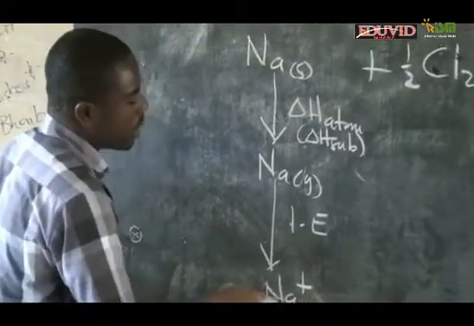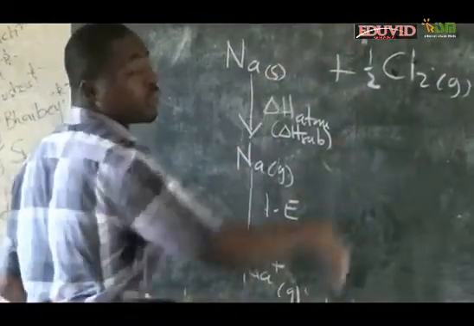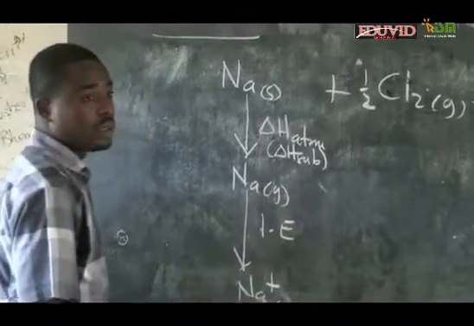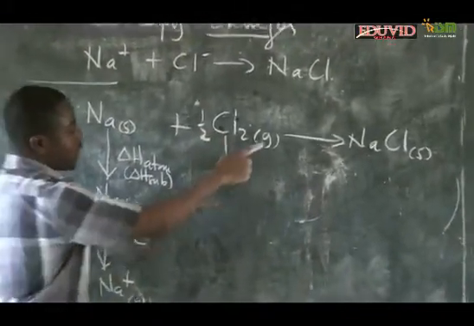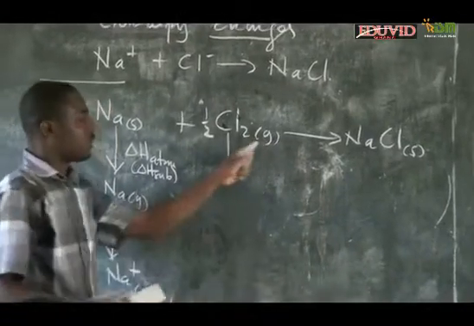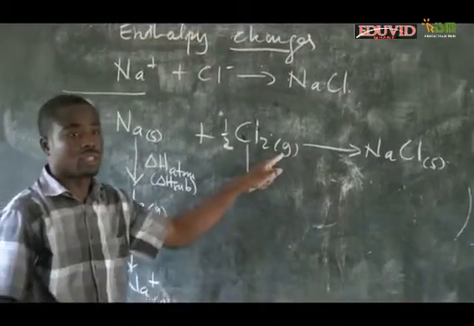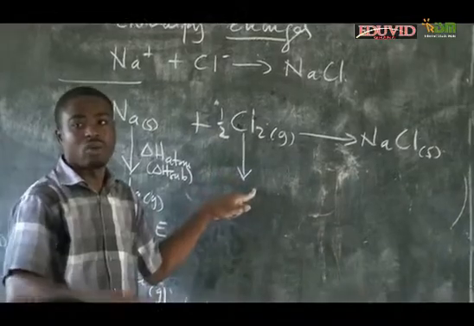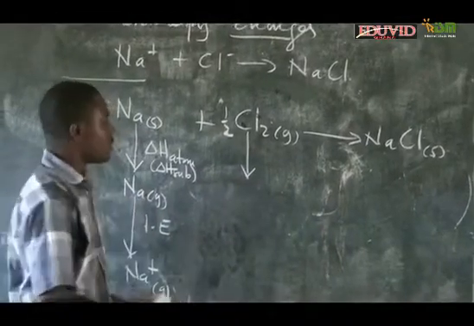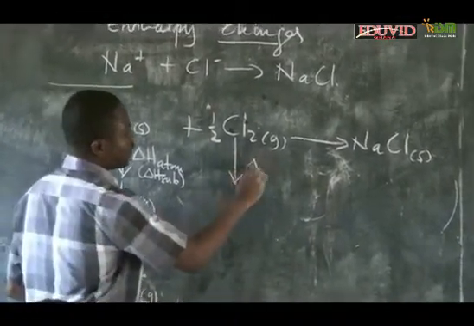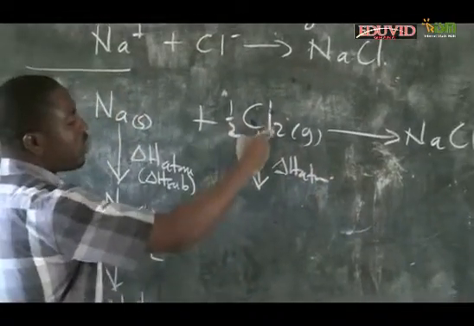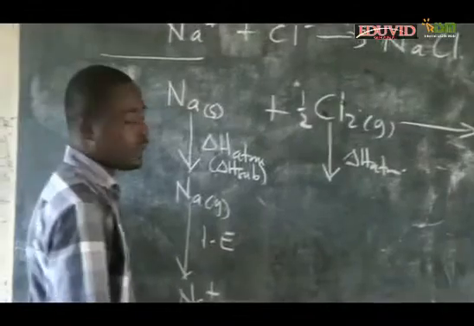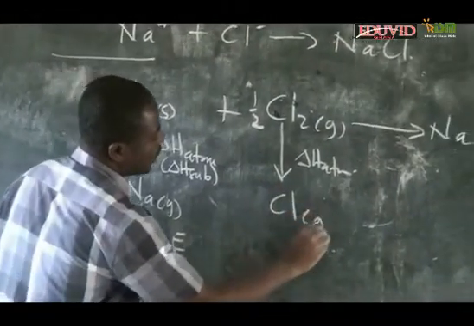In this form, it can now combine with chlorine, also in this form, to form sodium chloride. So we expect the chlorine to undergo the same process. But this is a gas already, so there's no need for subliming. It only has to atomize, or convert into atoms. So we can call this another enthalpy of atomization, or just enthalpy of dissociation, because you are breaking the bonds in this to form just an atom. That will give a Cl gas.